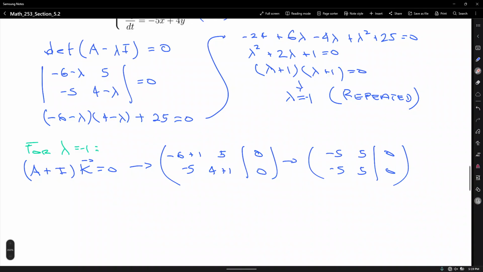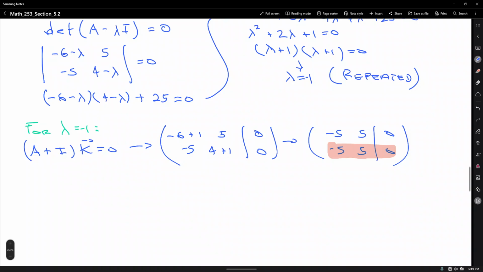So in this case, how about we just grab any of the rows and decode it into an equation. That is negative 5k1 plus 5k2 equals 0. And I'm going to solve for k1 right here. So negative 5k1 equals negative 5k2, so k1 equals k2. And here is where we give k2 any value. Whatever value you want, however, give the simplest value possible. So let k2 equal 1.